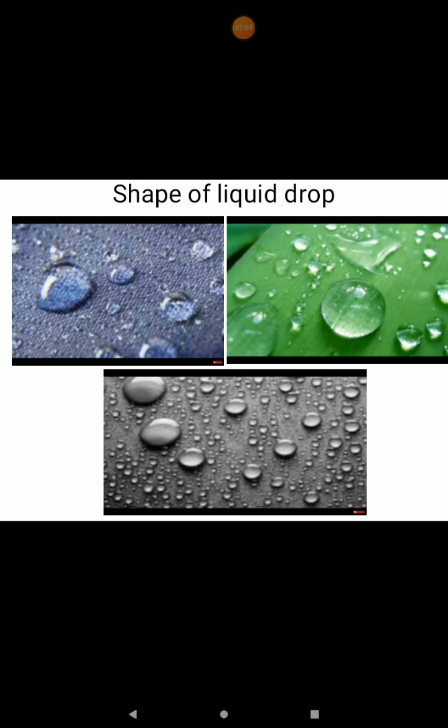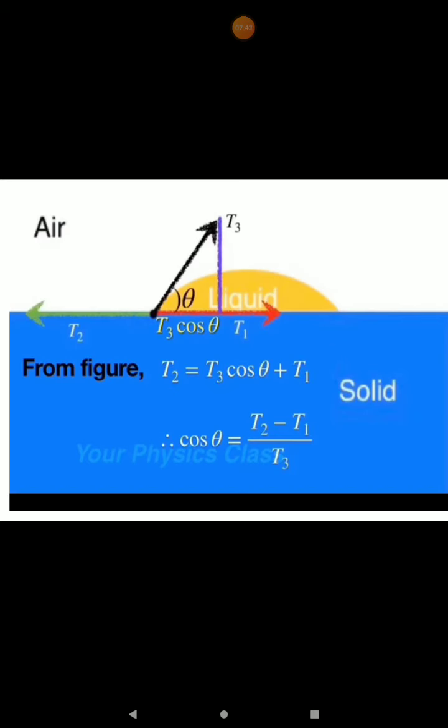Now, how is the shape of the liquid drop formed? See here, three different surfaces are taken, and liquid drops are formed on these three surfaces with different shapes. In the first figure, the liquid drop is on the cloth. In the second, the liquid drop is formed on the lip, and in the third, the liquid drop is formed on the glass surface. Here, see the shape of the liquid drop is different in the three figures and three different surfaces. Now, how are these liquid drops formed differently?